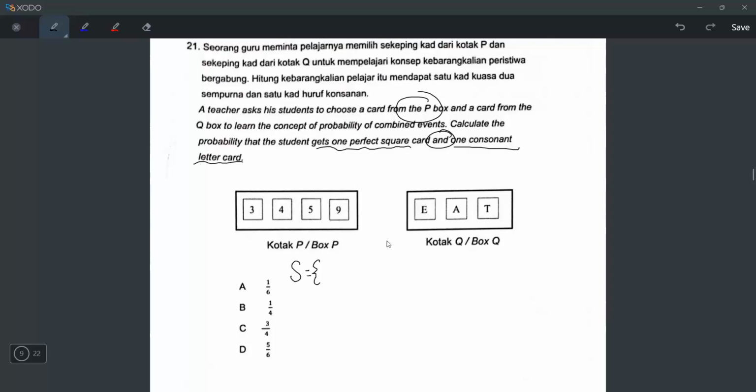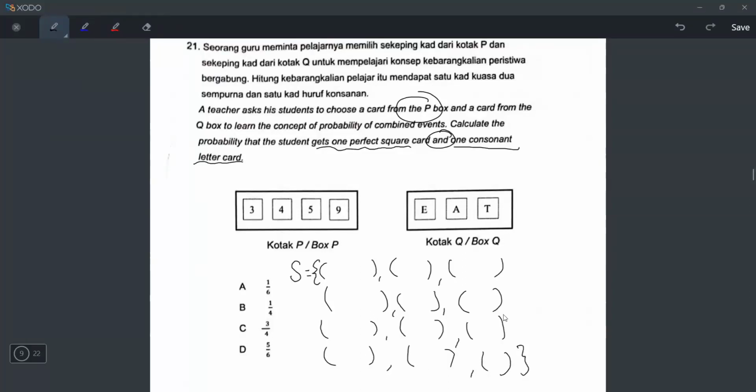So how many possibilities? I take one card from box P and then one card from box Q. How many possibilities will I have? I will have 12, because there are 4 cards here and 3 cards here, and when you combine the results, there should be 12. Okay, 1, 2, 3, 4, 5, 6, 7, 8, 9, 10, 11, 12. These are all the possibilities. Let's write down all of it.